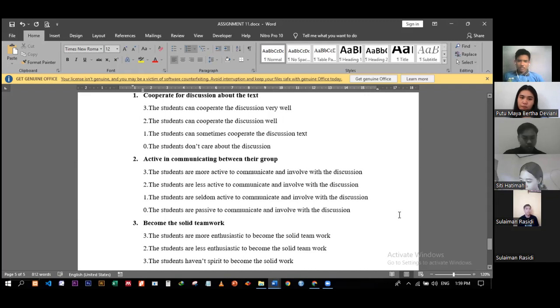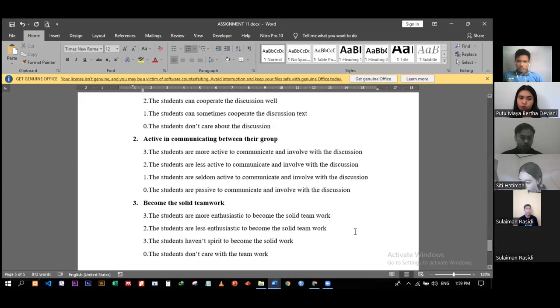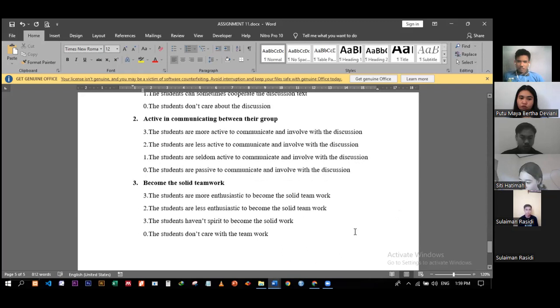Second, active in communicating between their group. 3. The students are more active to communicate and be involved with the discussion. 2. The students are less active to communicate and be involved with the discussion. 1. The students are seldom active to communicate and be involved with the discussion. And then we have 0. The students are passive to communicate and be involved with the discussion.